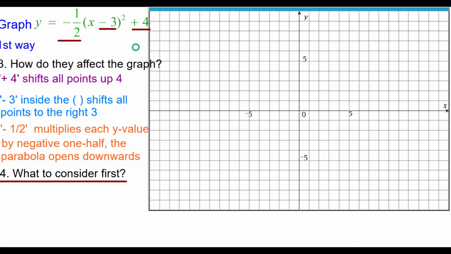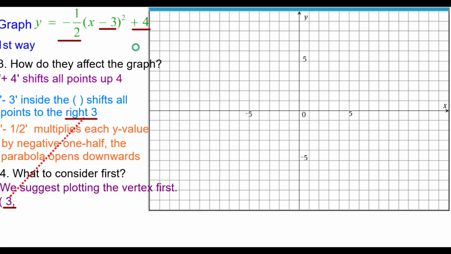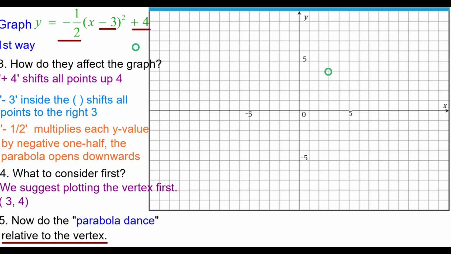So what do we consider first? Well, we suggest plotting the vertex first. The two parts that affect the vertex are: shifting to the right 3 makes the x-coordinate 3, and shifting all points up 4 makes the y-coordinate 4. So (3, 4) is our vertex. We plot that first. All points are going to be plotted relative to that point using the parabola dance.